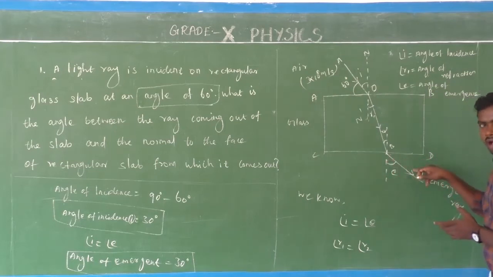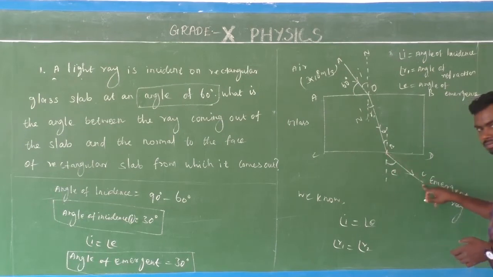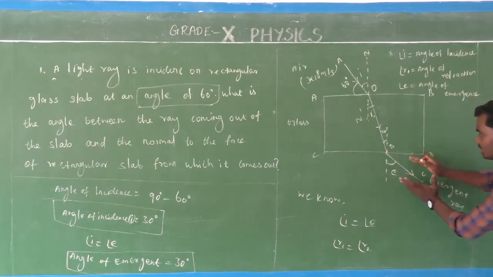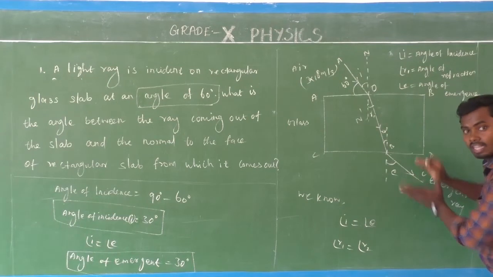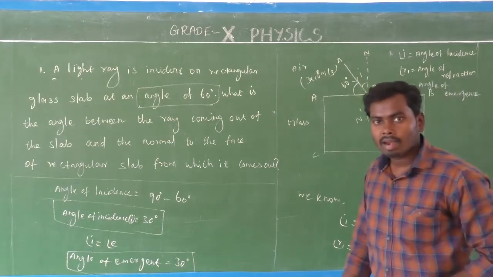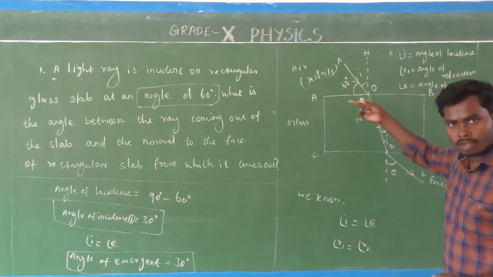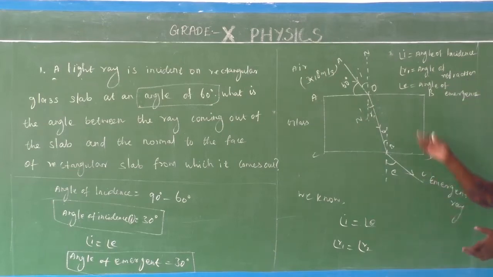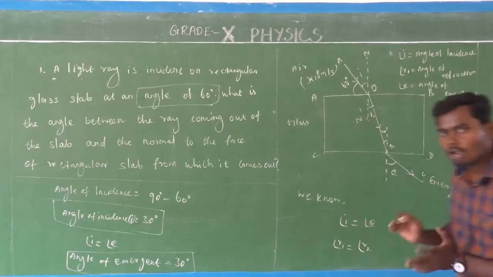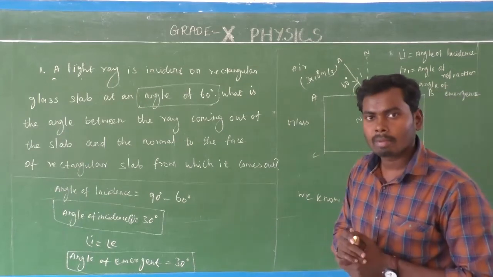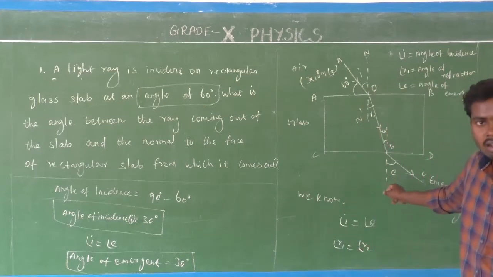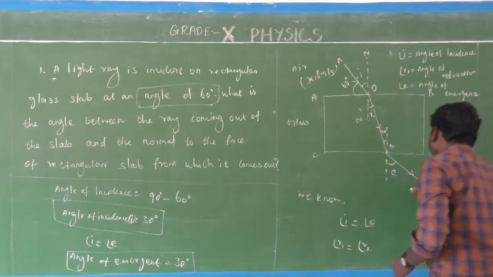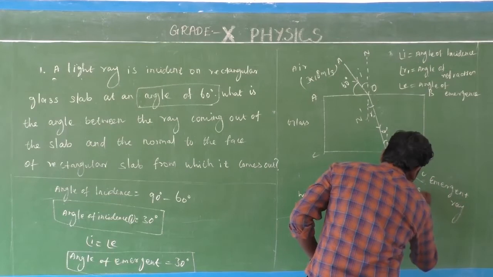Come to this emergent ray BC. This emergent ray BC also travels in the same air medium, but the phase is different. Even though the phase is different, it travels in the air medium. So the speed of light in air is the same, 3 into 10 to the power of 8 meter per second.